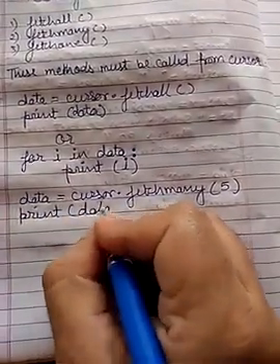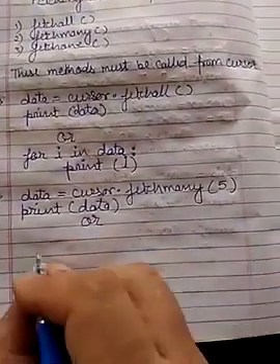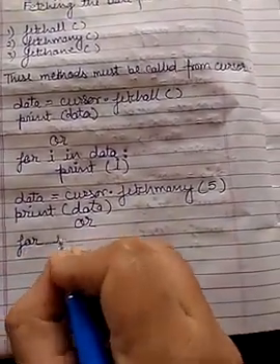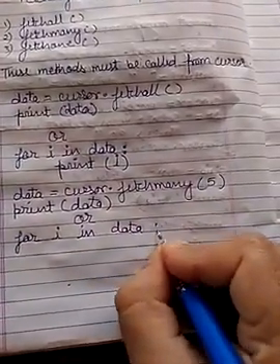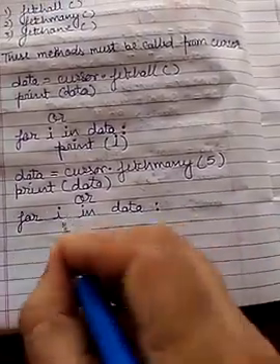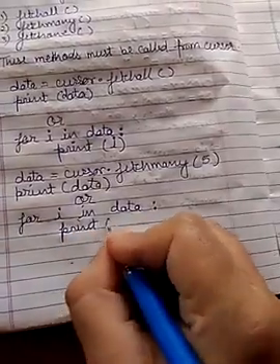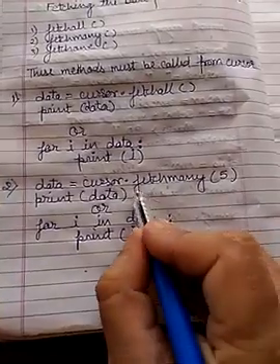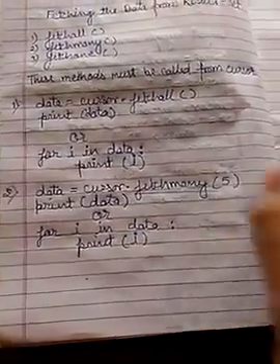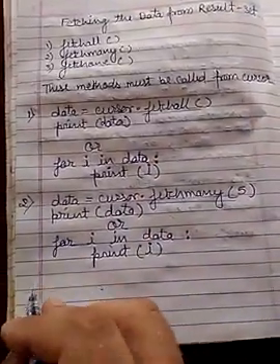Print data, or you can traverse the data by using a loop. For example, for i in data, you can use any loop index, I am just using i, print i. So this is fetchmany. This is fetchall. Now we are going to learn the third one, fetchone.